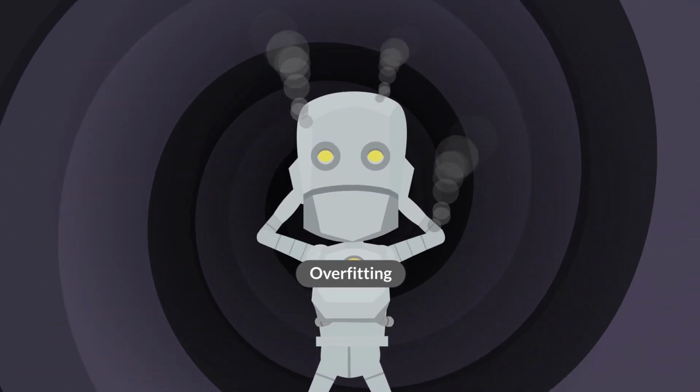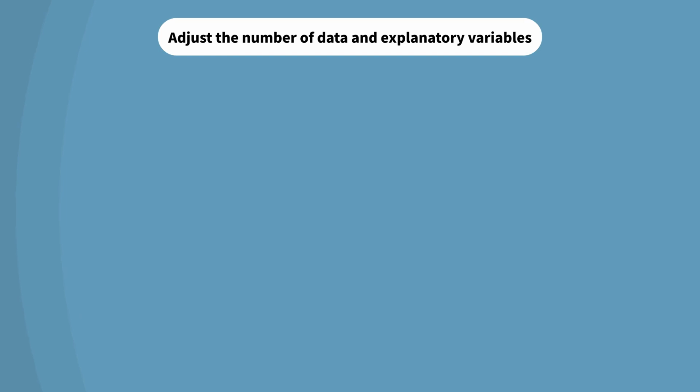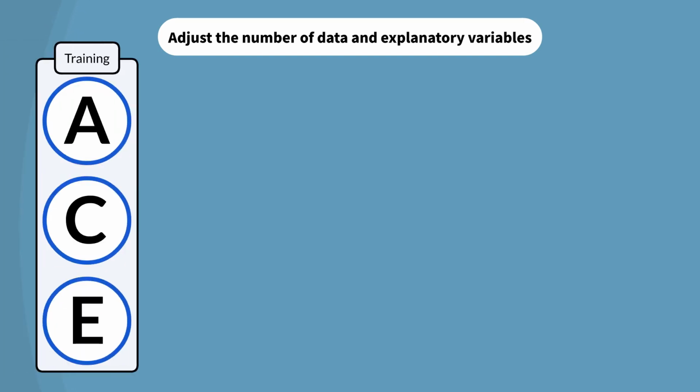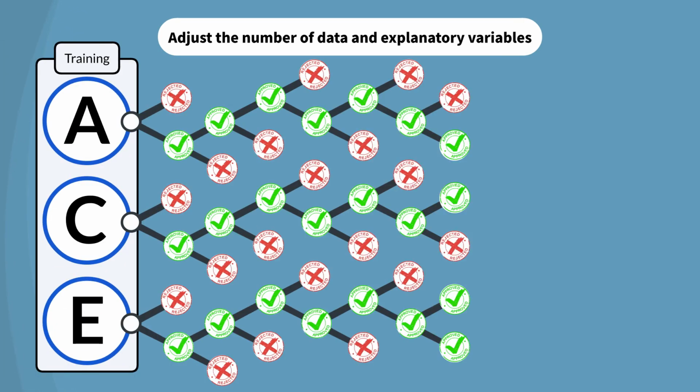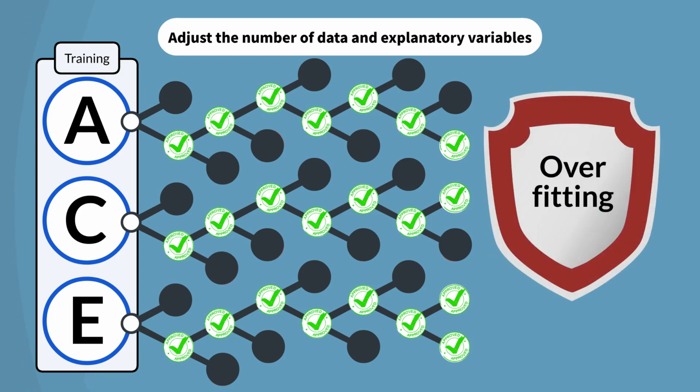Next, I will introduce some simple ways to deal with overfitting. 1. Adjust the number of data and explanatory variables. Overfitting can be prevented by eliminating information and items that are not needed as explanatory variables or features in learning beforehand, and reducing explanatory variables.